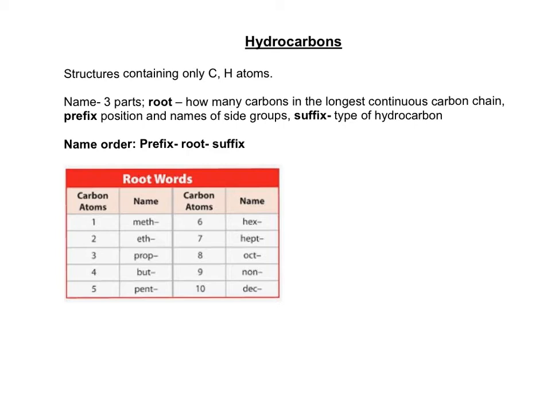And then there's a prefix sometimes, and that indicates any side carbon chain groups. And the position, the prefix position, is the numbered carbon where that side group is. The order in the name is prefix, then root, then suffix.